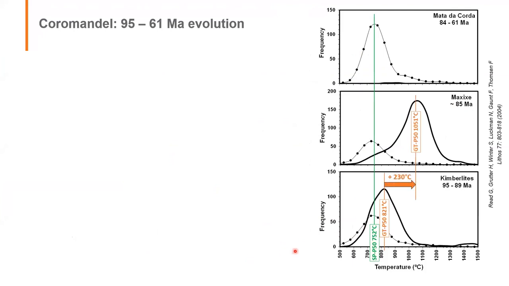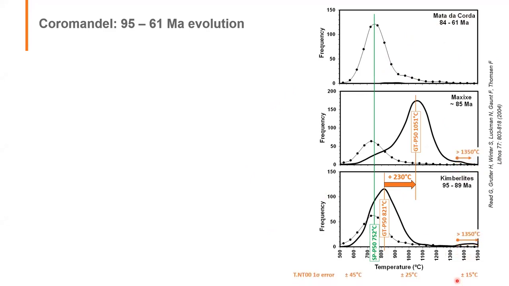The P50 at 95 to 89 million years in the kimberlites is 821. In the Mashishi member, it's 1051, there's a 230 degrees centigrade difference. It happened in 4 million years. And by the time 84 million years came around, your garnet root was gone.